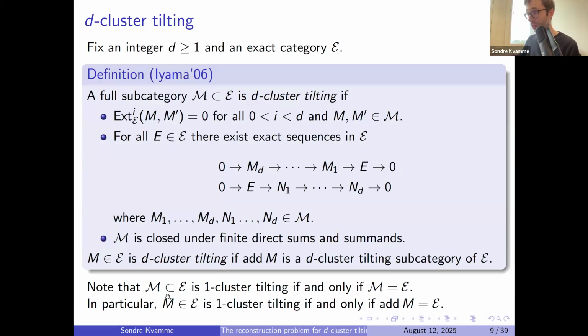So in particular, having a one cluster tilting object, as we defined here, is just the same as having an additive generator of the category. So if you have a way of talking about indecomposable objects, say you have a Krull-Schmidt category, then having a one cluster tilting object is just the same as saying you are of finite representation type. You have finitely many isomorphism classes of indecomposable objects in E. So in this way, D-cluster tilting objects generalize in some sense this notion of representation finiteness.